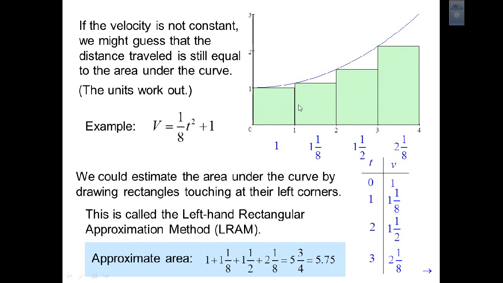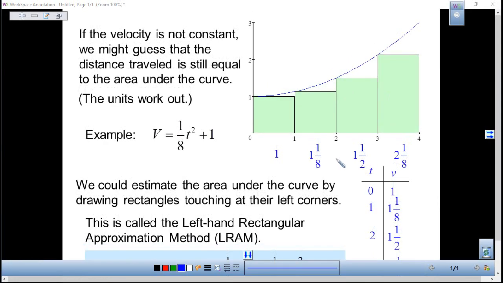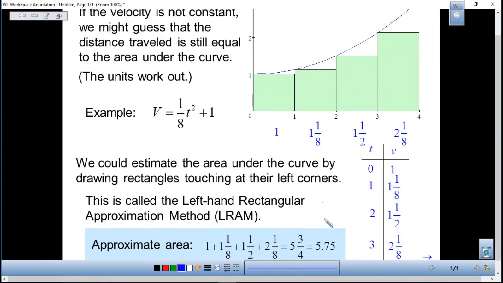Now looking at this, what do we notice? Is this going to be an over approximation or an under approximation of this function? Well, if we see, we're leaving out area here, here, here, and here that's not being counted. So what do we know? This is going to be an under approximation.